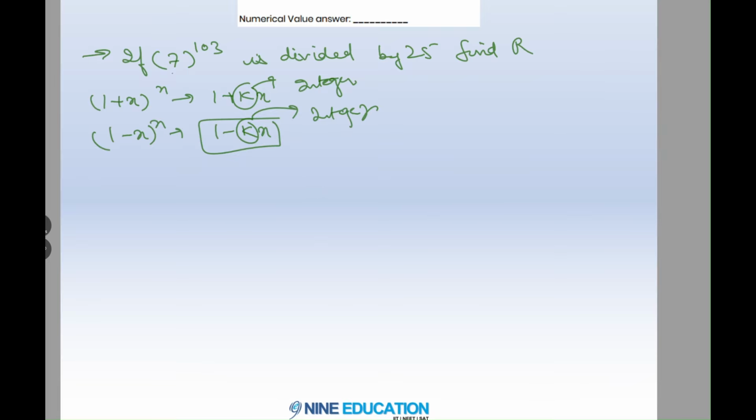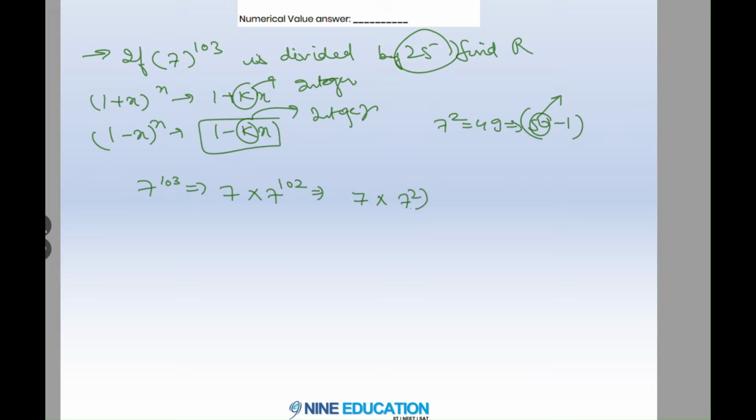Now, we need to convert 7 power something in such a way that it is nearest to 25. We know that 7 square is 49, which can be written as 50 minus 1. 50 is a multiple of 25, so we need to convert it that way. Now, 7 power 103 can be written as 7 multiplied by 7 power 102, which is 7 into (7 square) power 51, which is 7 into 49 power 51, that is 7 into (50 minus 1) power 51, which is minus 7 into (1 minus 50) power 51.